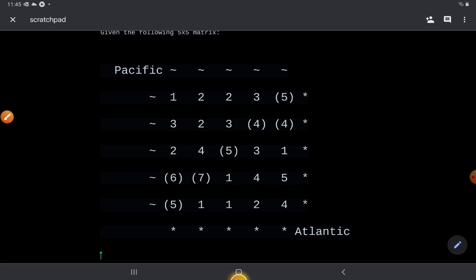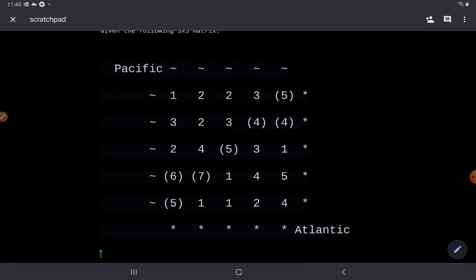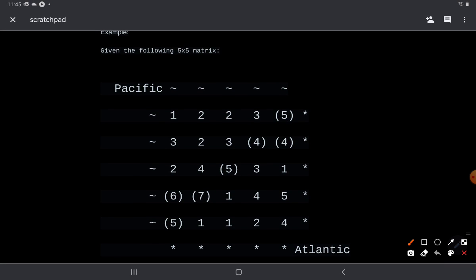So how does the water flow? Water flows from a cell to its neighboring cells. The neighboring cells of a cell are the ones at its top, bottom, right and left. So these are the four neighbors of a cell. If you see this example over here, let's take this cell 4. Its neighbors are 2, 7, 2 again and 5.